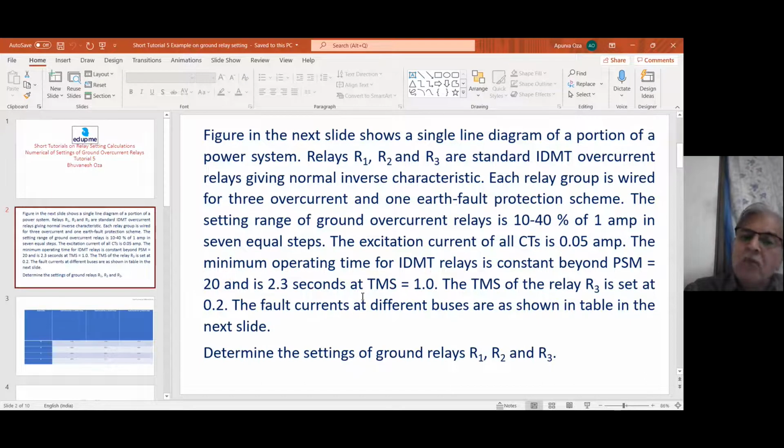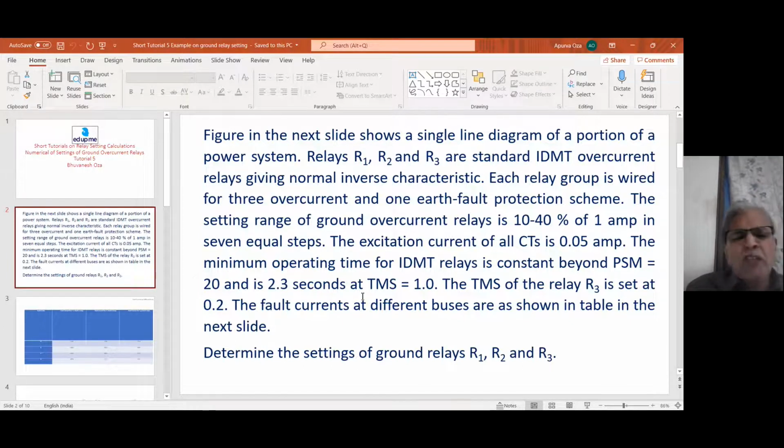The minimum operating time of IDMT relays, because the definite minimum time feature is there. So beyond PSM 20, the time of operation is constant, right? It is 2.3 seconds at TMS equal to 1. Because definite time overcurrent relays have their own advantages. If you go for I times t equal to constant, then for I which is 100 times the set current, the time of operation would be so low that it would be impossible to set and grade the relays. Therefore, the definite minimum time feature is a must.